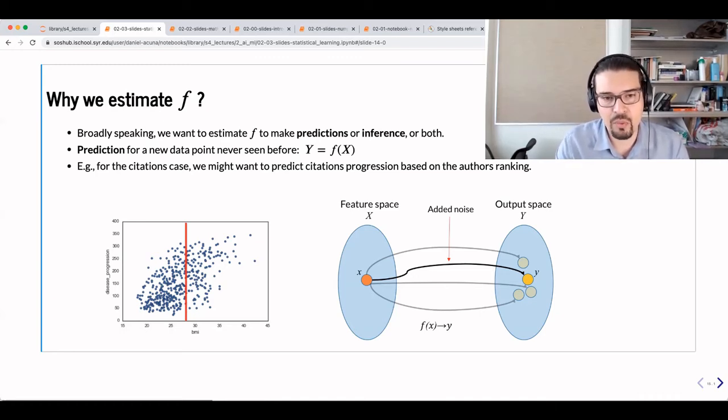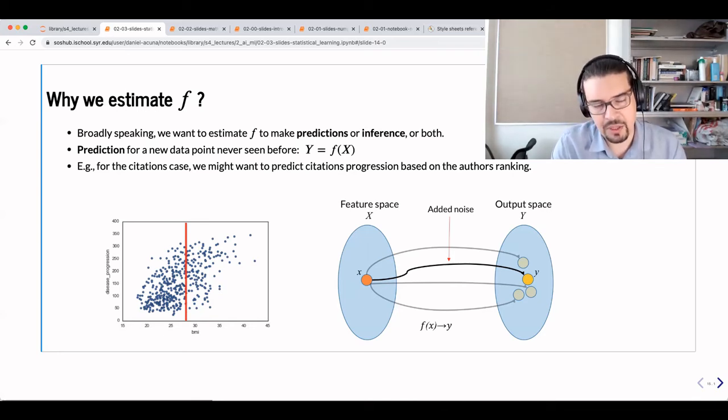Sometimes you want to make predictions that are really good. So you want to predict citations, for example, but you don't care too much about inference. You don't care about understanding why these relationships happen. You don't care about explaining to someone or writing a paper. You just want to make the best possible prediction. But if you care about inference, you want to interpret the results that you get. And here's where there are differences across approaches.